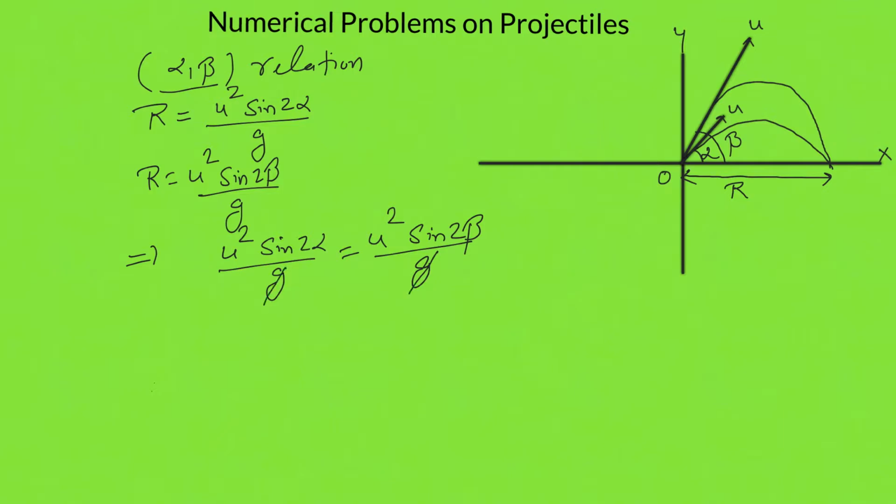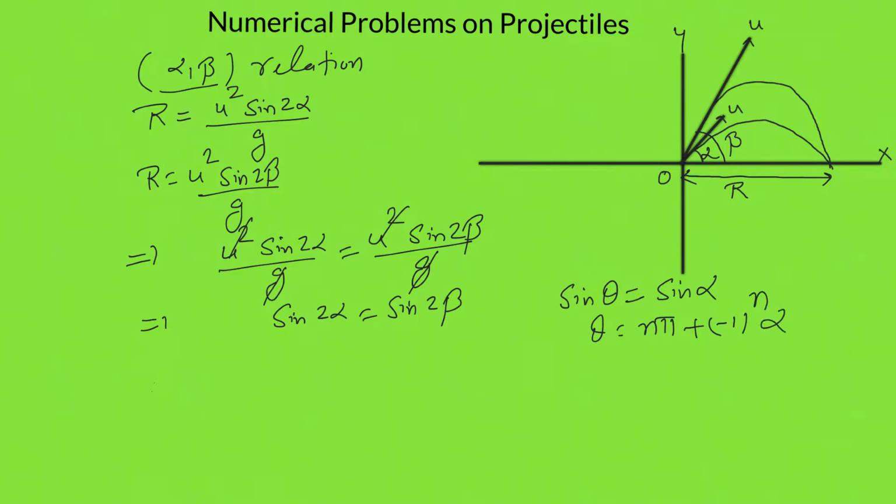So we cancel the common terms, and we are left with sine 2 alpha equal to sine 2 beta. Now we use the formula: if sine theta is equal to sine alpha, then theta is equal to n pi plus minus 1 raised to the power n alpha, the general solution, which you already know. So in this case it will be 2 alpha equal to n pi plus minus 1 raised to the power n times 2 beta. Dividing throughout by 2.